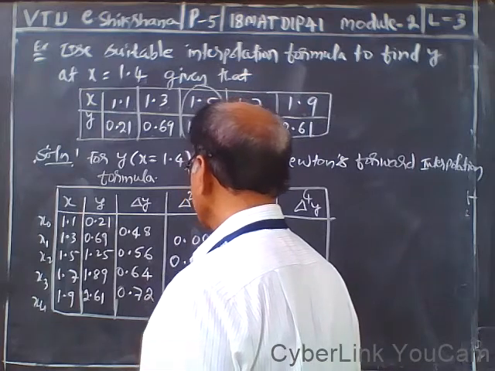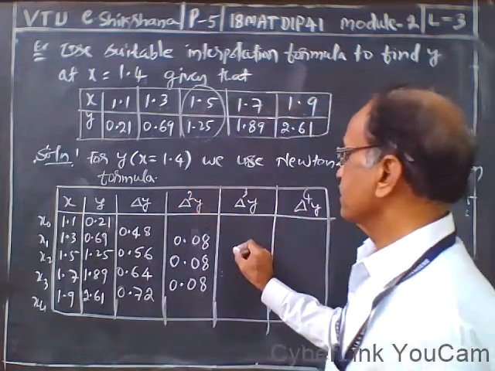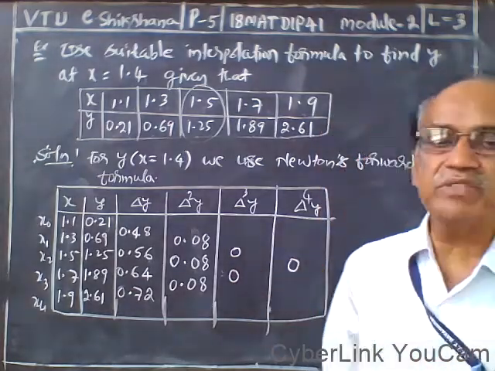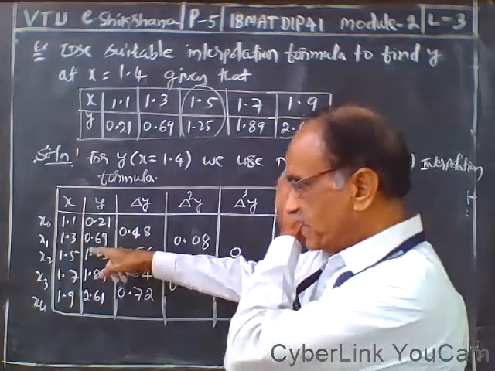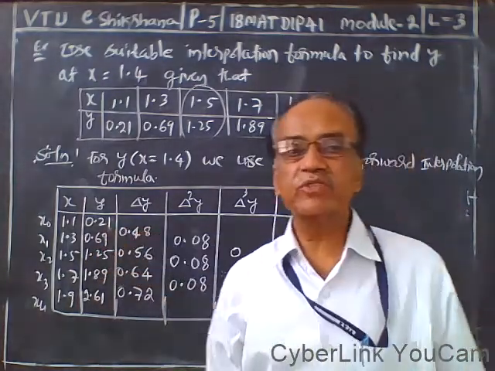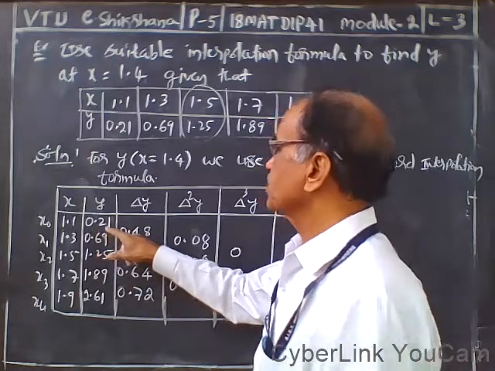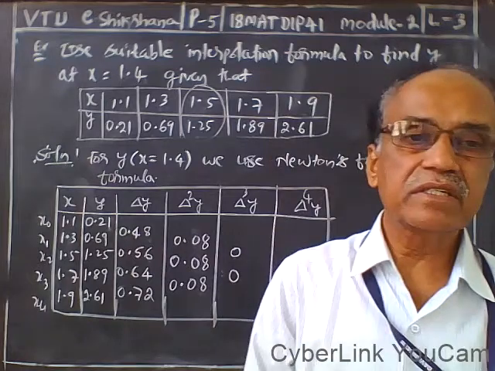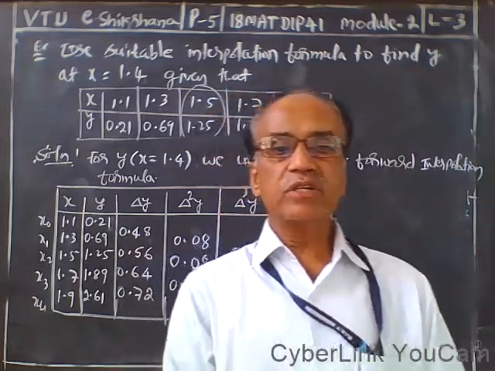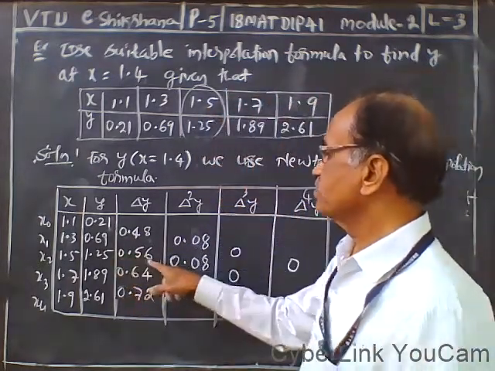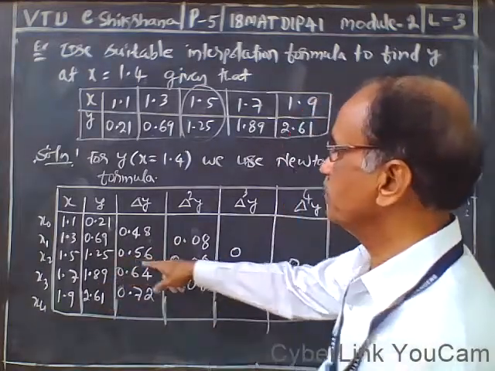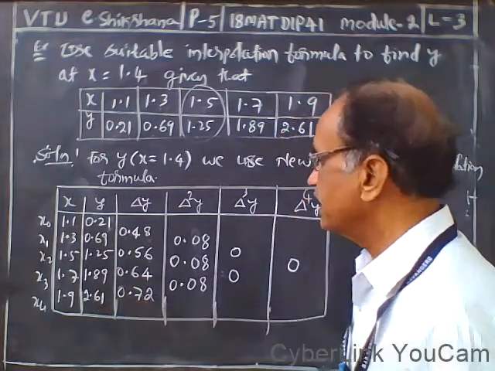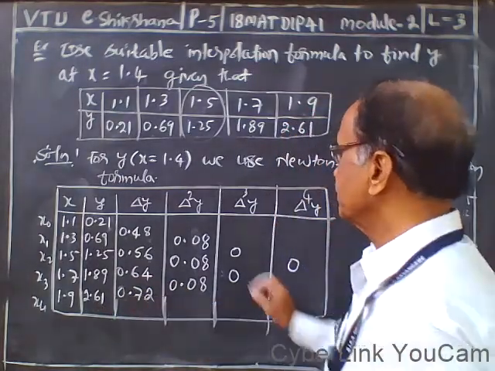This is also 0.08. Then, obviously, this becomes 0, this becomes 0, and finally, this value becomes 0. That means, your next value minus the previous value: 0.69 minus 0.21 gives us 0.48, 1.25 minus 0.69 gives 0.56, 1.89 minus 1.25 is 0.64, and 2.61 minus 1.89 becomes 0.72.